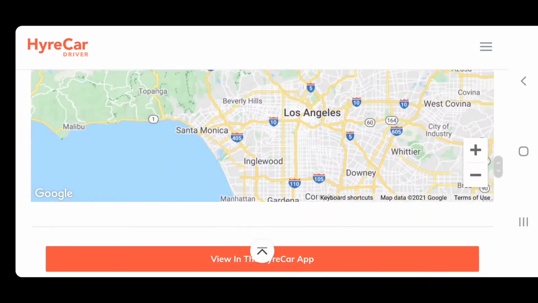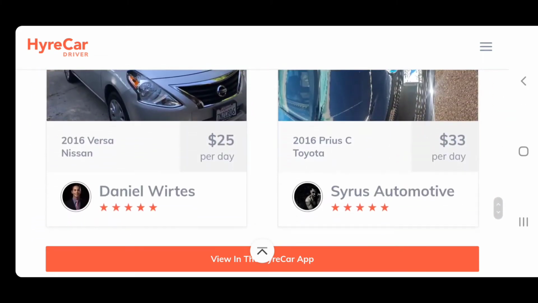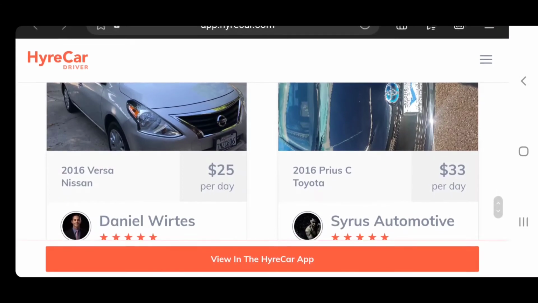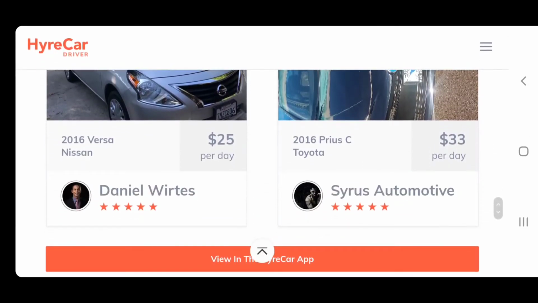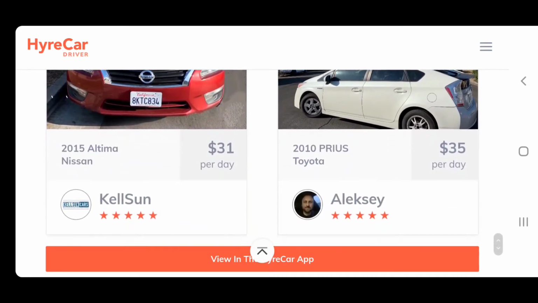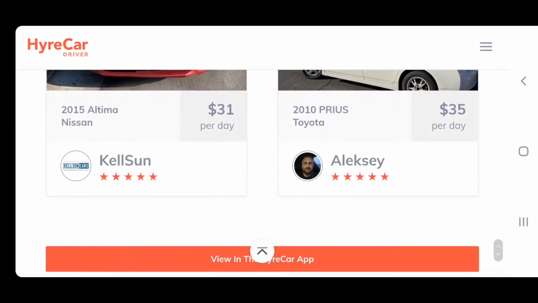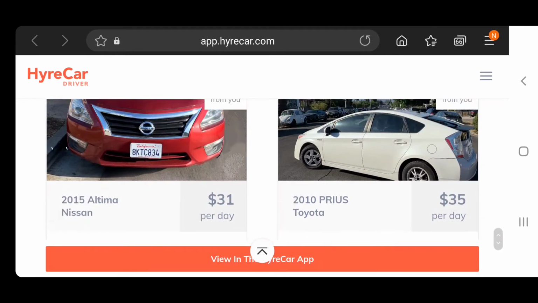Let's see here. Here are more similar vehicles. This one, 2016 Nissan Versa, is $25 per day. 2016 Toyota Prius is $33 per day. 2015 Altima, $31 per day. 2010 Prius Toyota. So, okay.